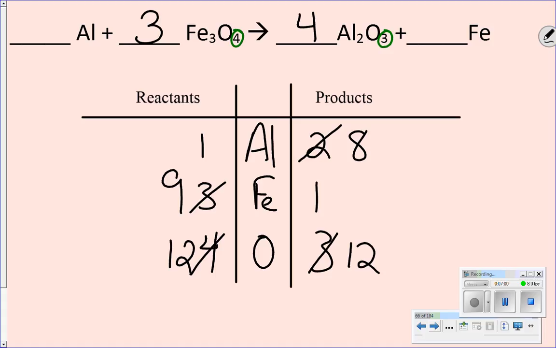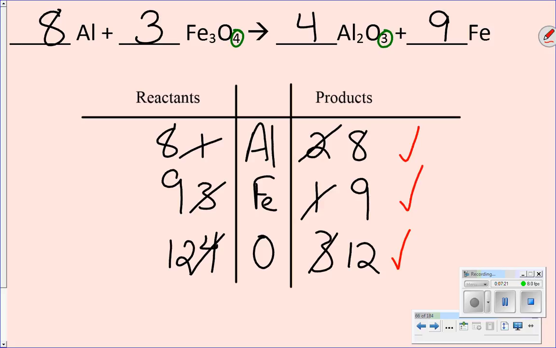Now we fixed our oxygens. Our aluminums are still off. I have 8 aluminums on the right. To get 8 aluminums on the left, easy peasy. I just actually stick an 8 there. I need 9 irons on my product side. Easy peasy. Since they're in a terminal by themselves, they're really easy to change. So we got 8 and 8, 9 and 9, 12 and 12. 8 to 3 to 4 to 9. Higher numbers than our last example, however, they're still a lowest whole number ratio.